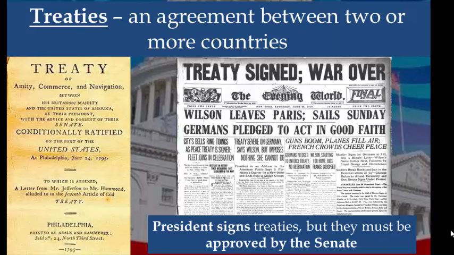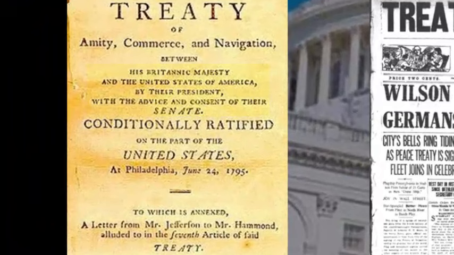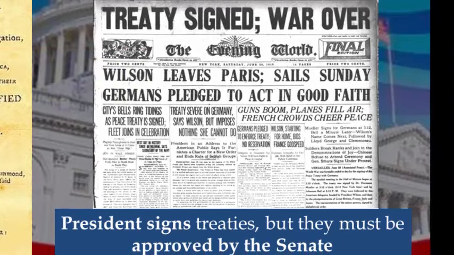Often people think of peace treaties, which is a very important treaty, but treaties can also be signed for trade or over the environment. Here we see one of the first U.S. treaties from 1795 with Great Britain for trade and friendship. And here is the Treaty of Versailles, which ended World War I, and some would say led directly to World War II. Now, the president is responsible for signing treaties, but treaties must be confirmed or ratified by the Senate.